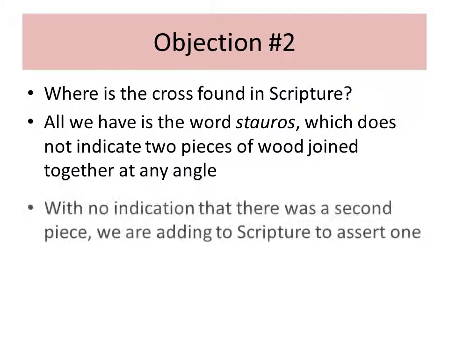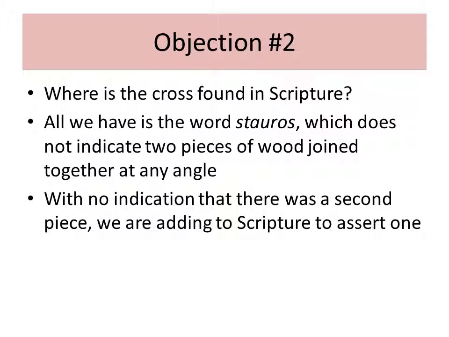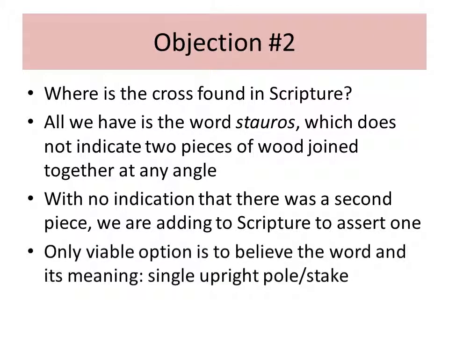So, the idea is that with no indication that there was a second piece, we are actually adding to Scripture to assert one, and then the only viable option by this argument is to believe the word as it is and its meaning, basically a single upright pole or stake. Now, this is a very good argument on its face. So, what do I do to counter this?